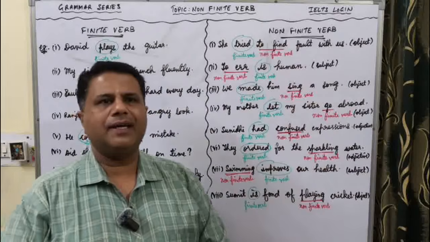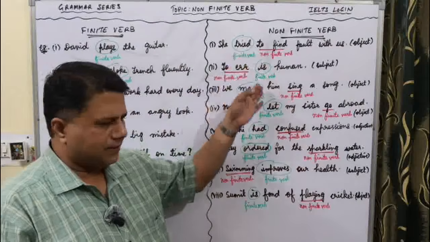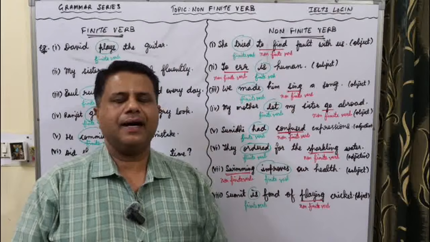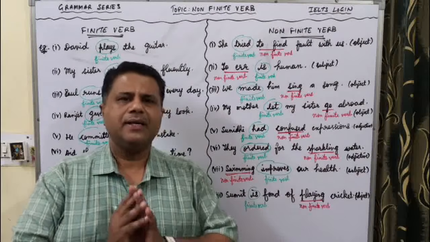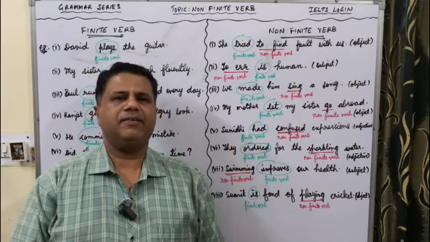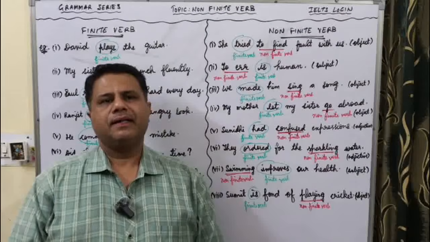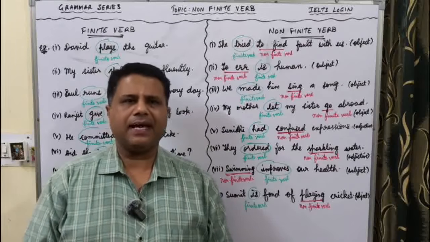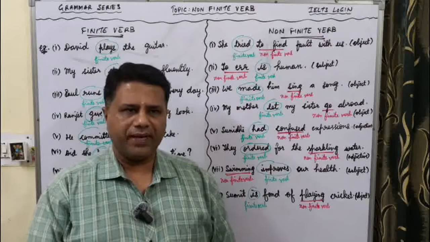Children, if you look at all the examples of finite and non-finite verb, all the words which are in green, they are acting as verbs. The main action is clear from these verbs. That's why they are called finite verbs. And the words which are in red letter, which are underlined with the red color, they all are non-finite verbs. They are not acting as verbs. They cannot describe the main action. So that's why they are non-finite verbs.